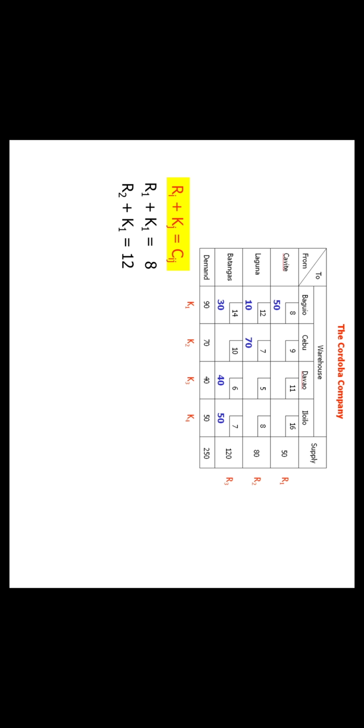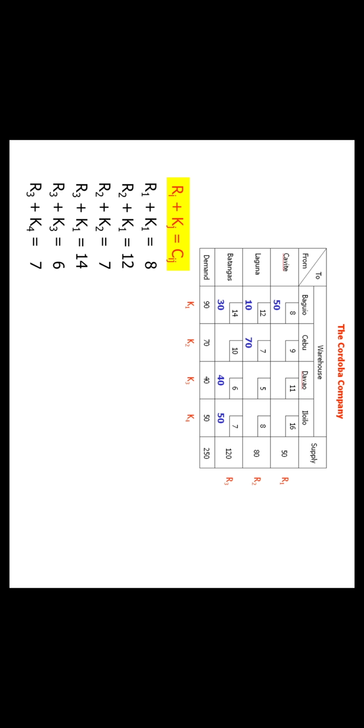Next is the used cell with the cost of 7. Row position is at row 2, column position is at column 2. So we would end up with R sub 2 plus K sub 2 equal to 7. Next is the used cell with the cost of 14. Row position is now at row 3, column position is at column 1. Applying the formula, we would have R sub 3 plus K sub 1 equal to 14. Next is the used cell with the cost of 6. Row position is still at row 3, column position is now at column 3. So we would have R sub 3 plus K sub 3 equal to 6. And finally, we have the last used cell, the one with the cost of 7. Row position is still at row 3, column position is at column 4. So we would have R sub 3 plus K sub 4 equal to 7.